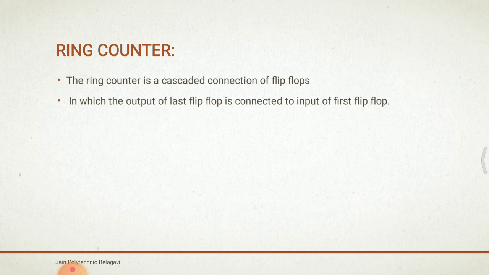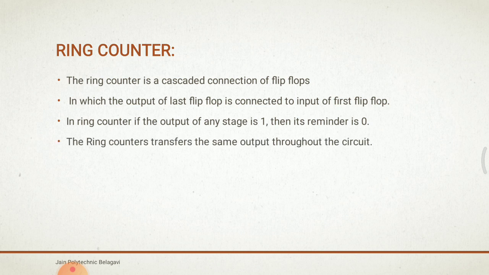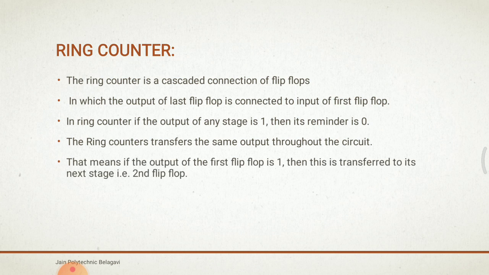In a ring counter, if the output of any stage is 1, then the remainder is 0. Okay, the ring counter transfers the same output throughout the circuit. It is rotating in a ring only. This means if the output of the flip-flop is 1, then it is transferred to the next stage, that is the second flip-flop. By transferring the output to its next stage, the output of the first flip-flop becomes 0, and this process continues for all the stages of a ring counter.